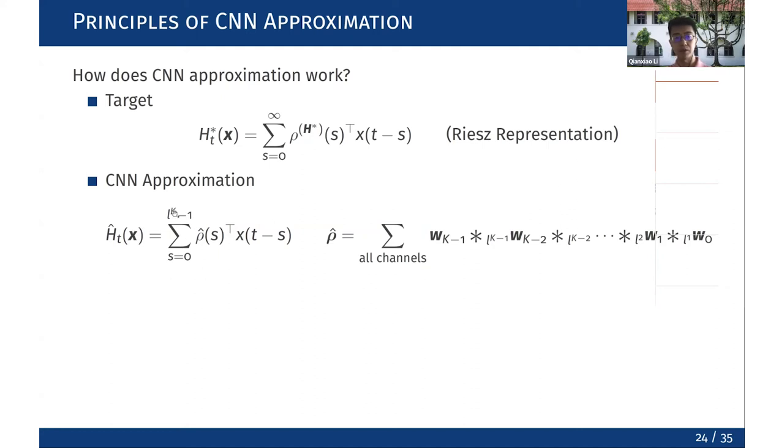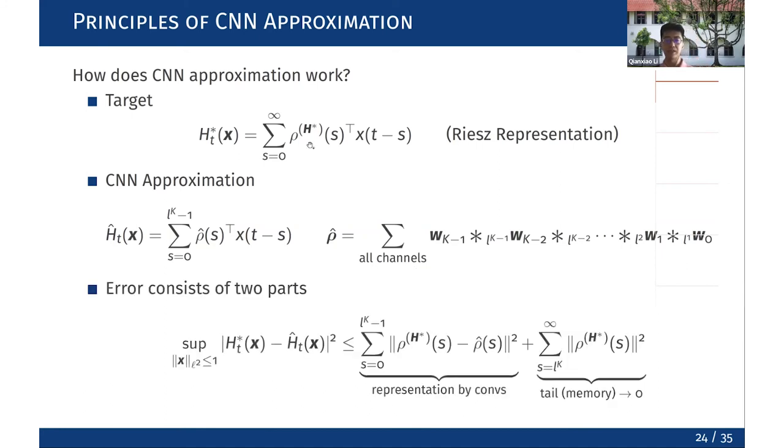But of course, the range of it increases exponentially in layers. And furthermore, this rho hat, this kernel by the CNN, is simply a composition of all of the different layers' dilated convolutions. So rho hat is a composite convolution kind of form.